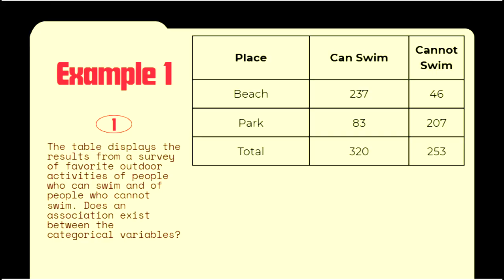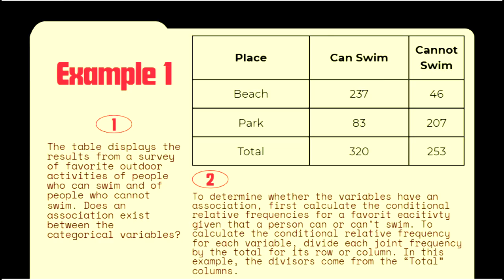Here's example number 1. The table displays the results from a survey of favorite outdoor activities of people who can swim and of people who cannot swim. Does an association exist between the categorical variables? So the first thing we need to do is calculate the conditional relative frequencies for a favorite activity given that a person can or can't swim. We need percentages, okay? That makes it a lot easier to interpret this data.